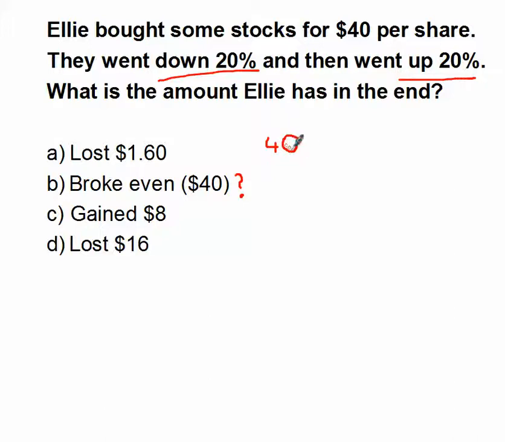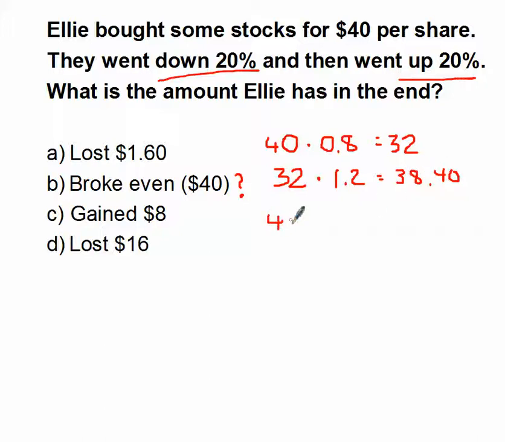If we start at $40 a share and they go down 20%, that means that the stocks are now worth 80% of what their original value was, and that means that the stocks are now worth $32. They're down 20% of their original value. Now, they're at $32 and they go up by 20%. That means we're going to take 0.2, which is the decimal equivalent of 20%. And if we add a 1 here, that means that the 20% is going to get added onto the $32. And when we do that, we end up with $38.40.